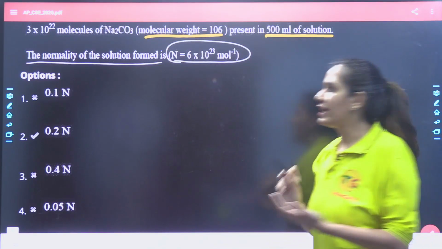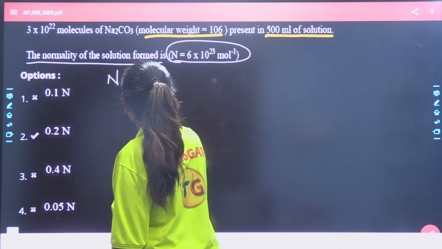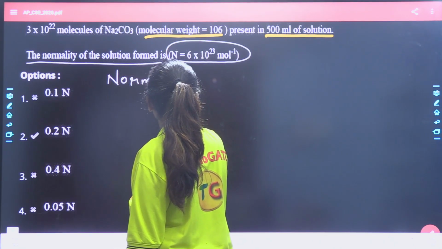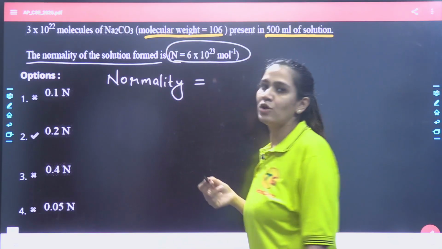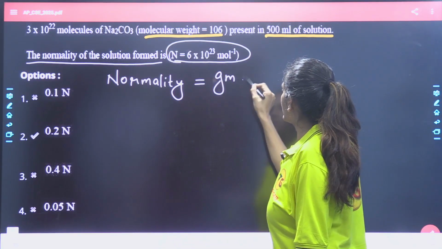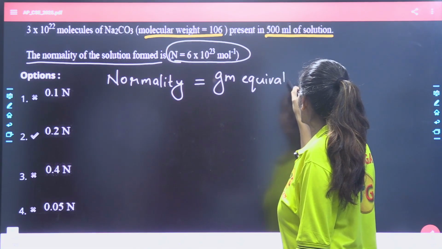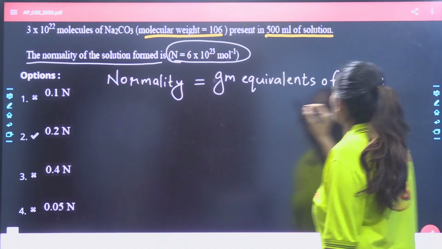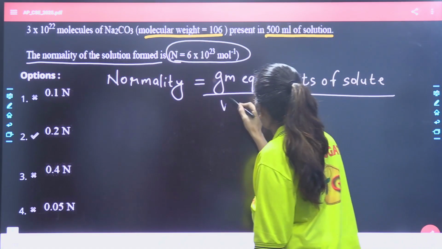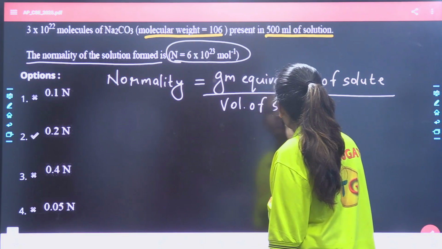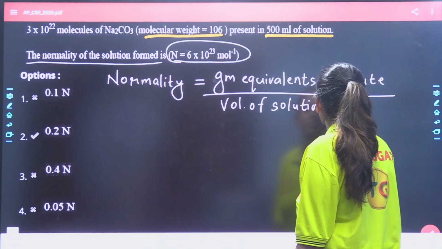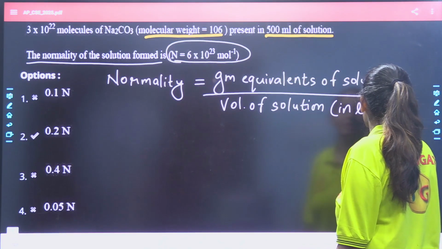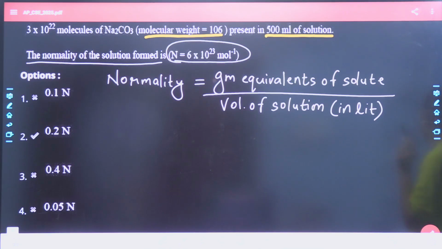Now simply let's write the formula for normality. What is the formula for normality? That is gram equivalents of solute present per liter of solution, or volume of solution in liters. Okay, volume of solution in liters. This is the formula for our normality: gram equivalents of the solute that are present in the volume of solution.